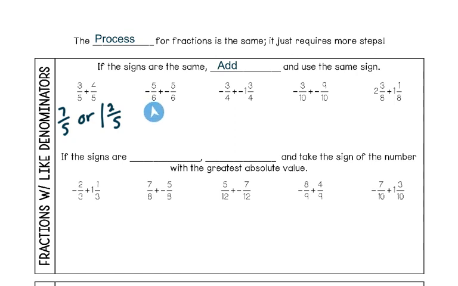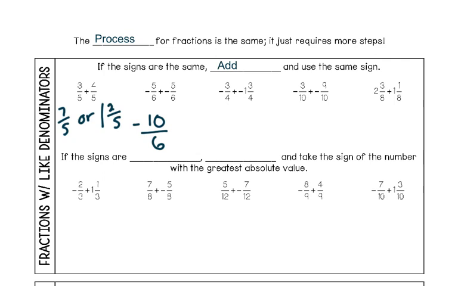You have negative 5/6 plus negative 5/6. One big mistake I see people make a lot of the time is that they'll just put 0, but these are not opposites. Look at your rule. If the signs are the same, which they are, negative and negative, add and then use the same sign. So for now, I'm just going to ignore the negative and just do 5 plus 5, which is 10, and then keep the denominator 6. Since they were both negative signs, I'm going to keep the sign, so this will be negative 10/6.